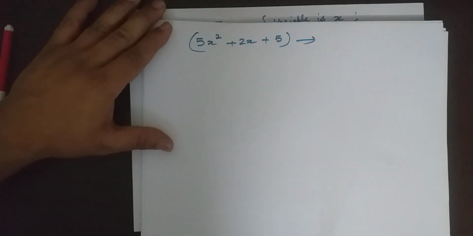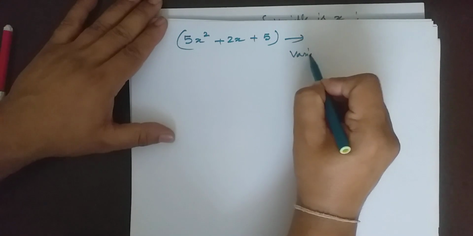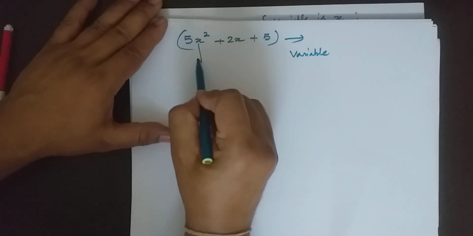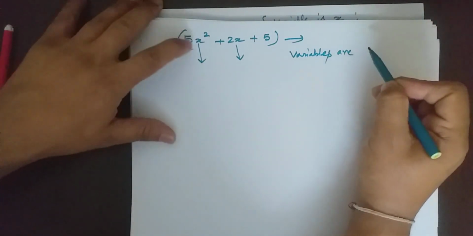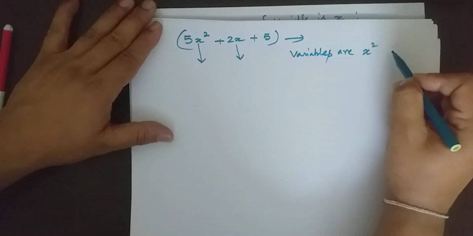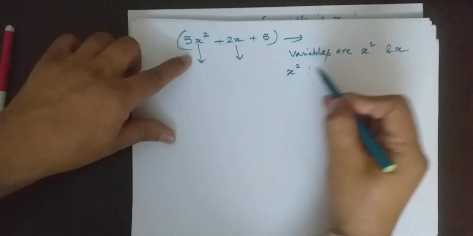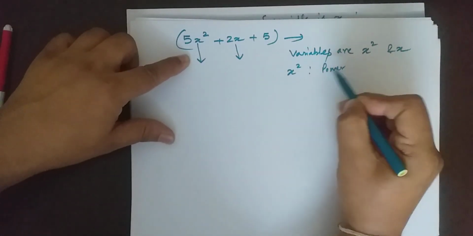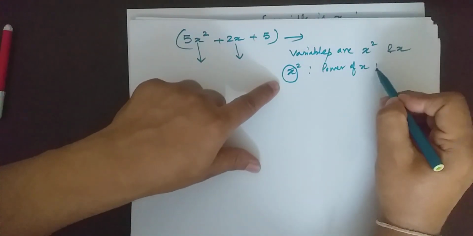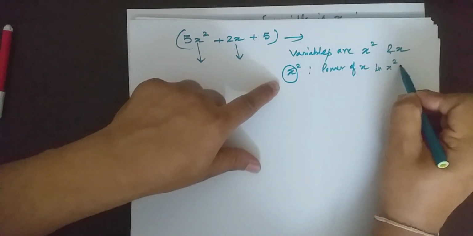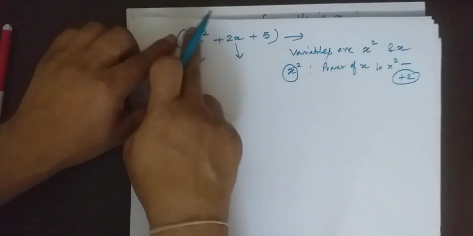So the very first step that we need to stick to is to first identify the variables. Here we have x, and we have another x variable. The variables are x square and x. First analyze x square. What is the power of x in x square? The power of x in x square is plus 2. So this is a positive integer. So we have no problem with this first term.